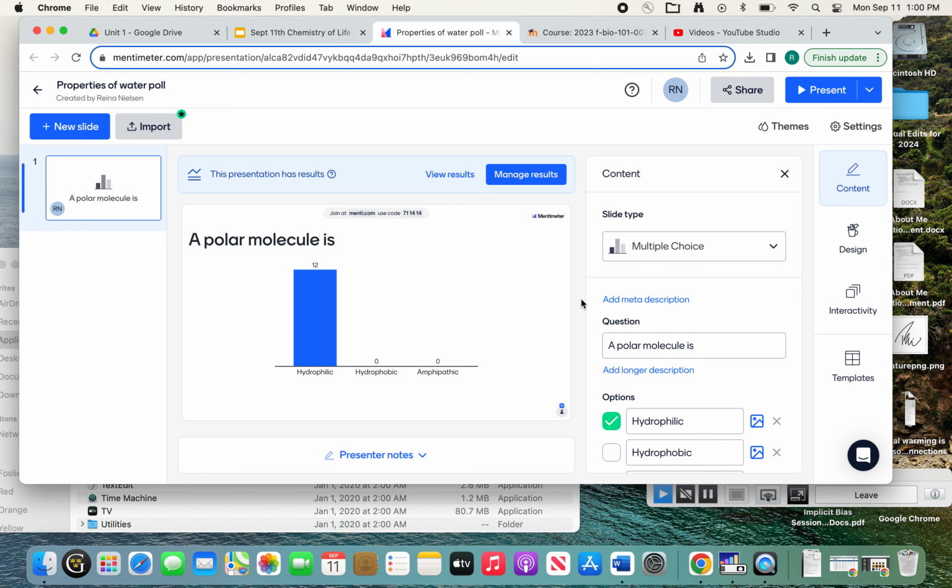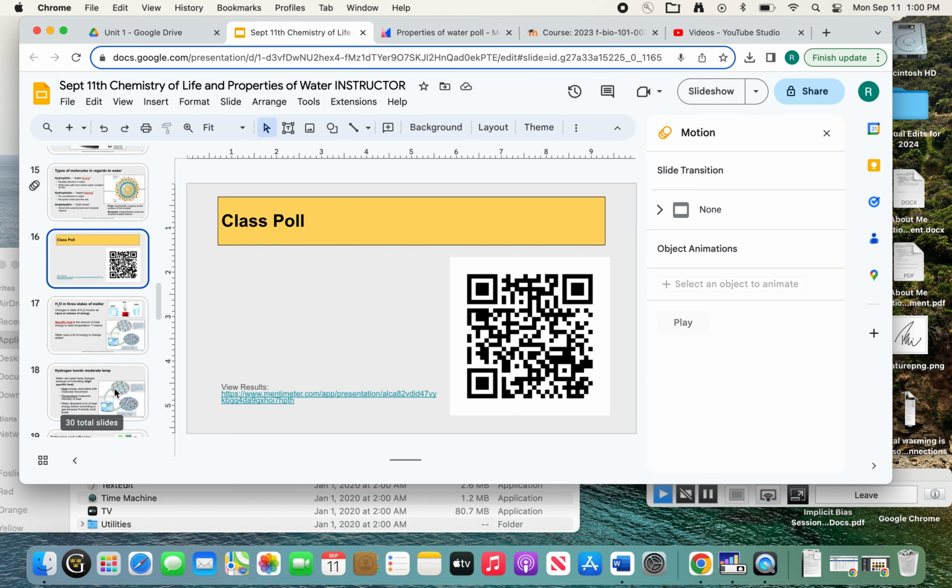These are real-time results, which I think is pretty cool. Looks like we have the majority of the class answering yes. So a polar molecule is hydrophilic, meaning it will dissolve in water because it has a charge associated with it. Do you have any questions on water being a solvent?